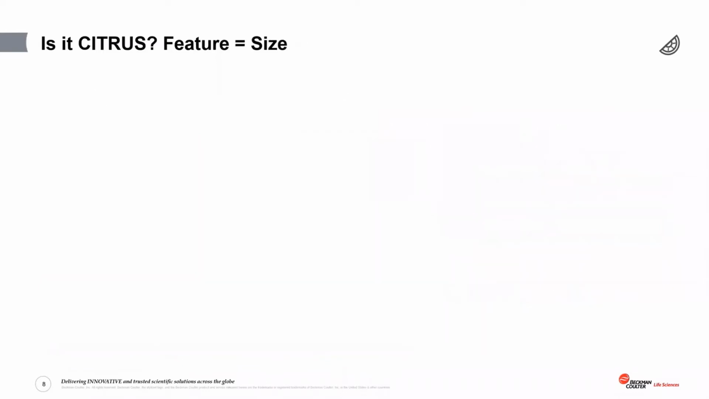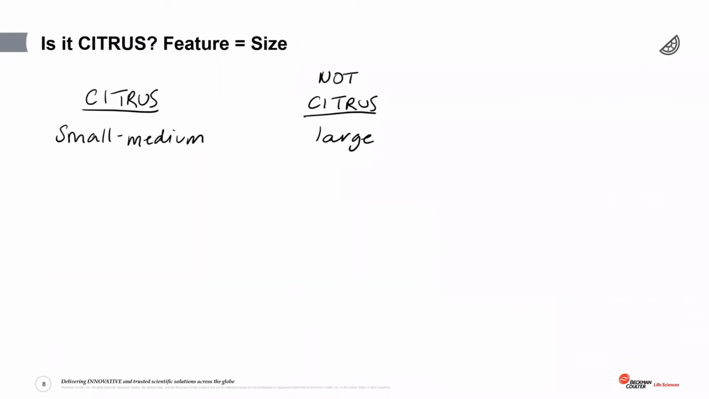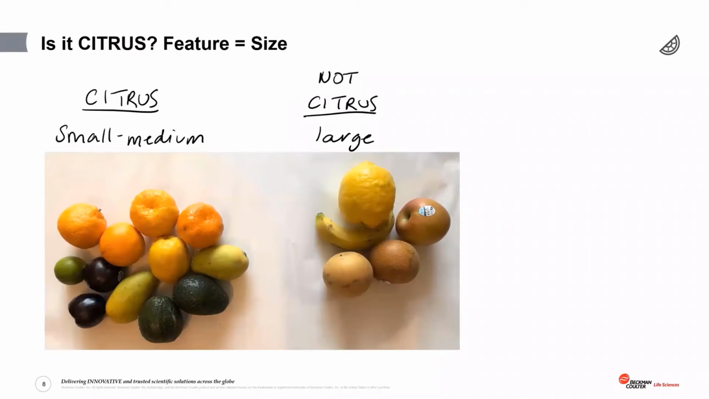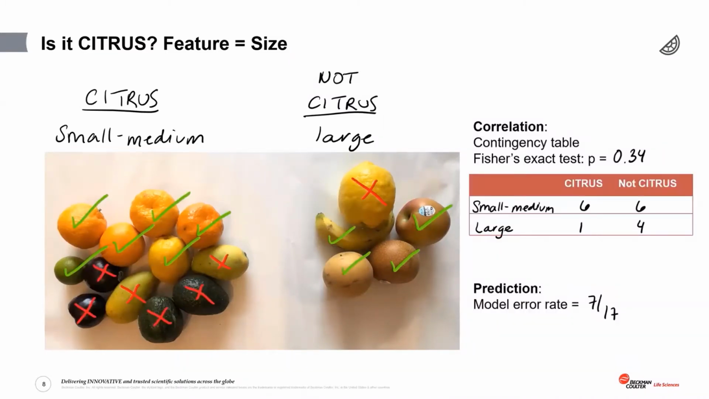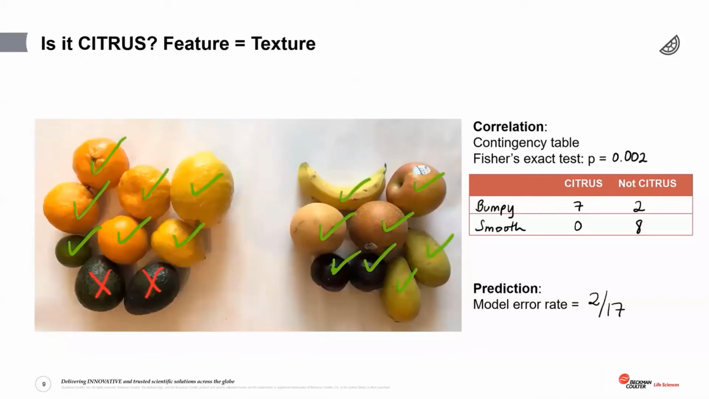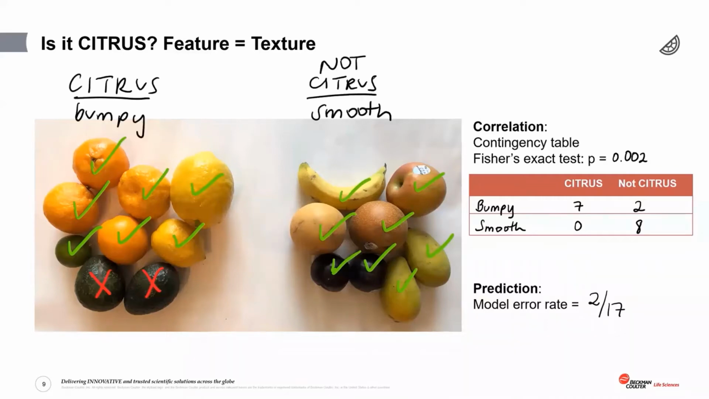So we can go through and look at our size feature, the correlation and predictive value of size, which gives me a p-value of 0.34 and a model error rate of 7 out of 17. And finally, texture. If I guess that all citrus were bumpy and not citrus were smooth, the texture variable actually gives me a pretty reliable association with a p-value of 0.002 and a pretty good model error rate at 2 out of 17 for predicting citrus status.